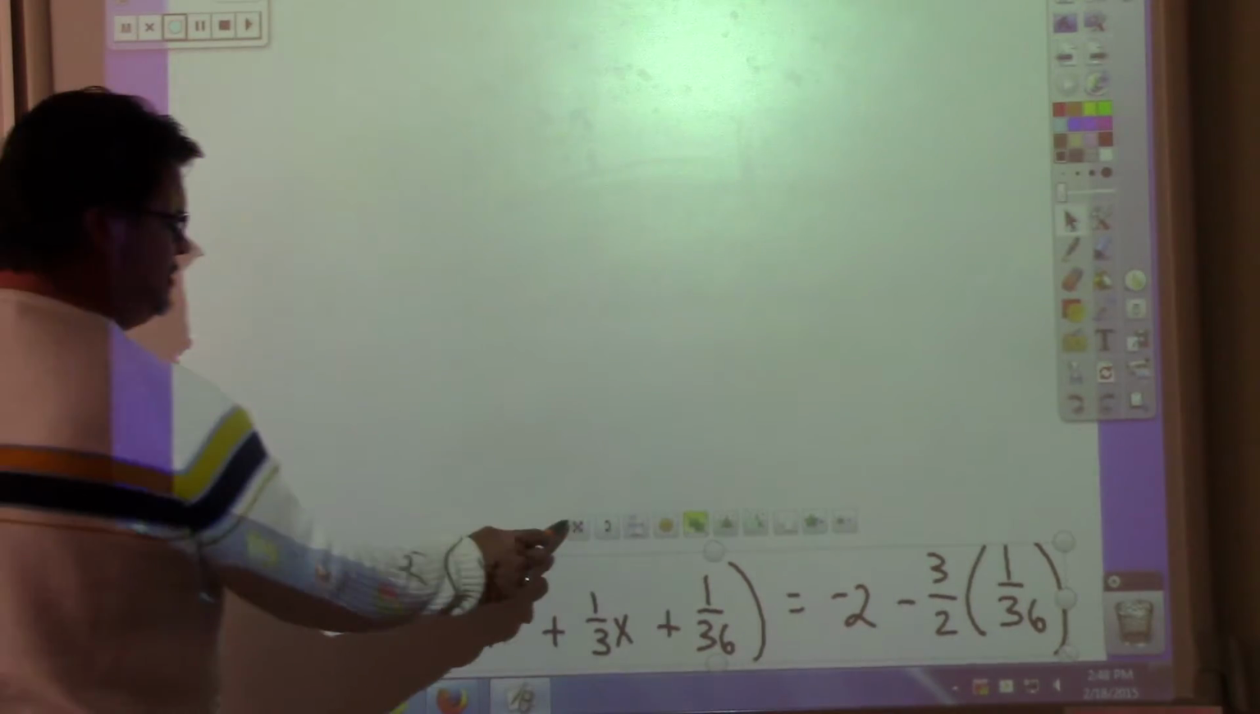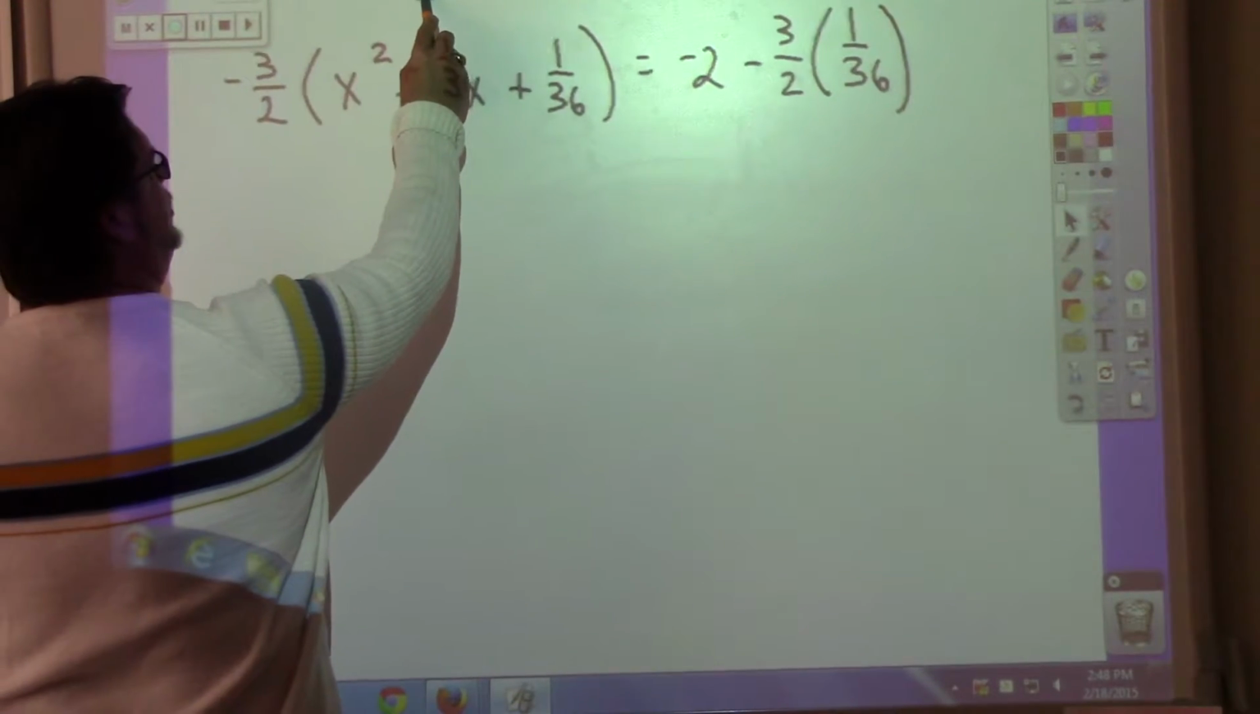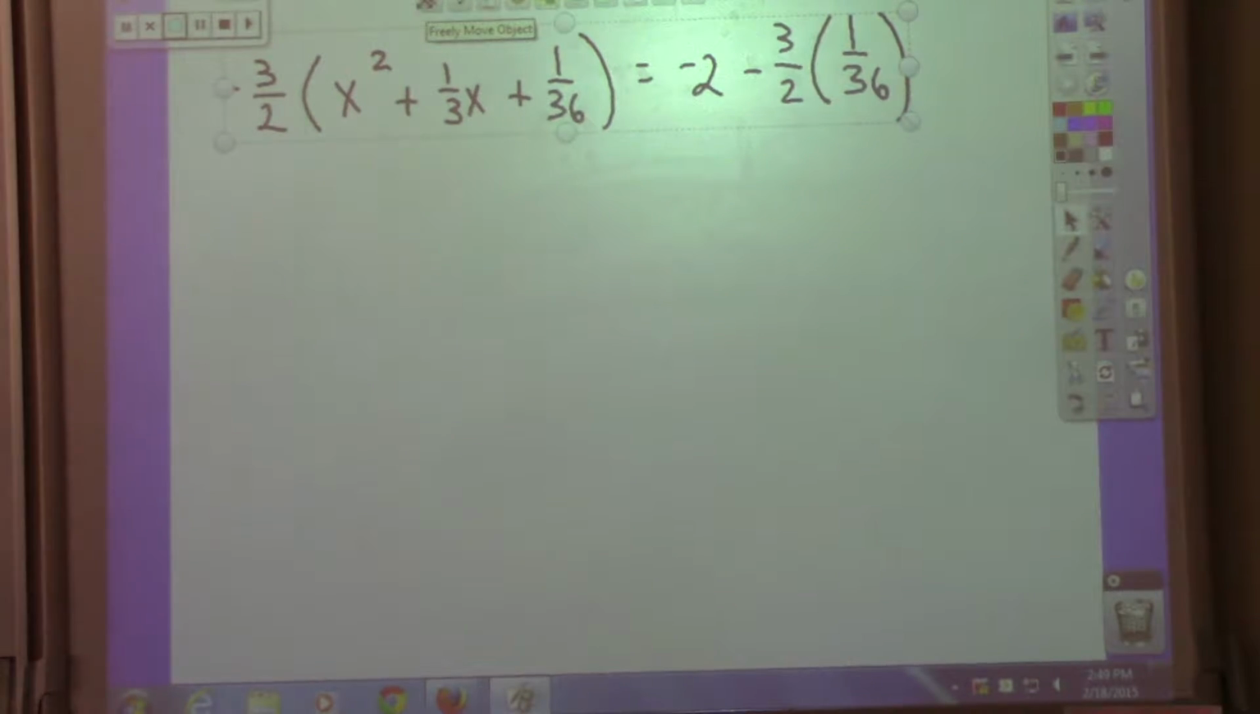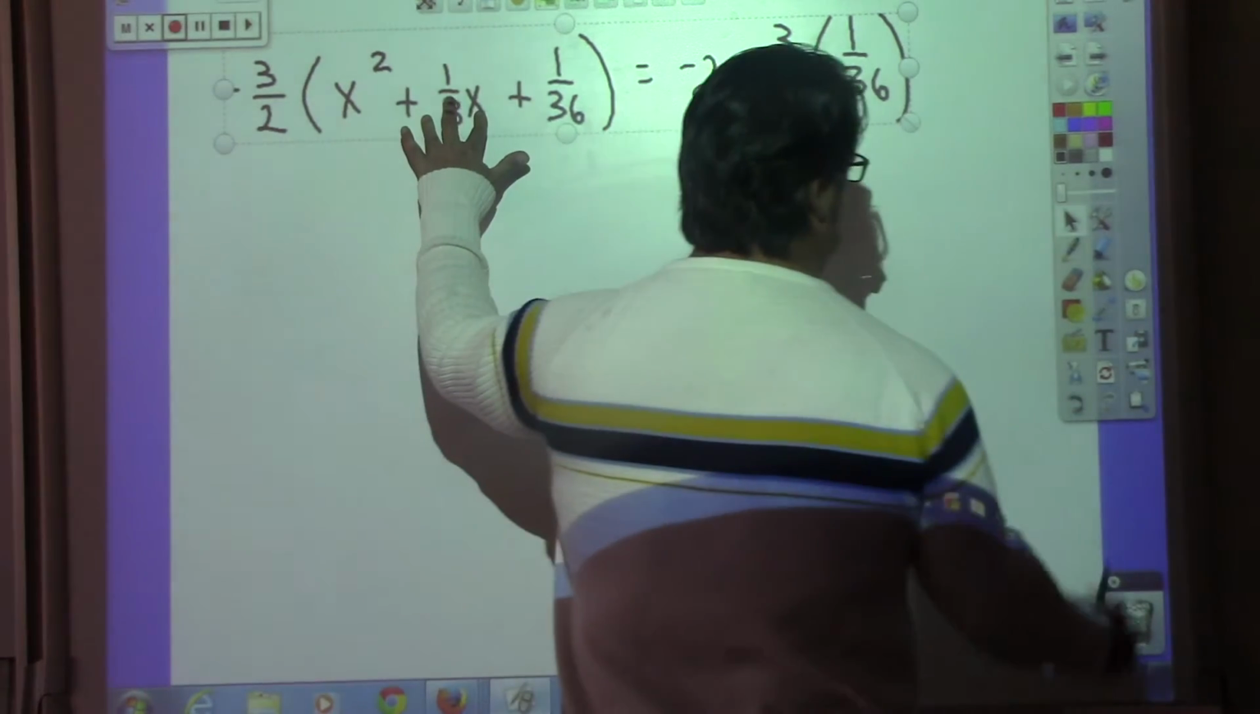And that is complete the square. You just completed the square on that problem. Now you haven't got it finished yet because basically you've got a cluster and you need to clean up the cluster. So this is shortcut number 1.